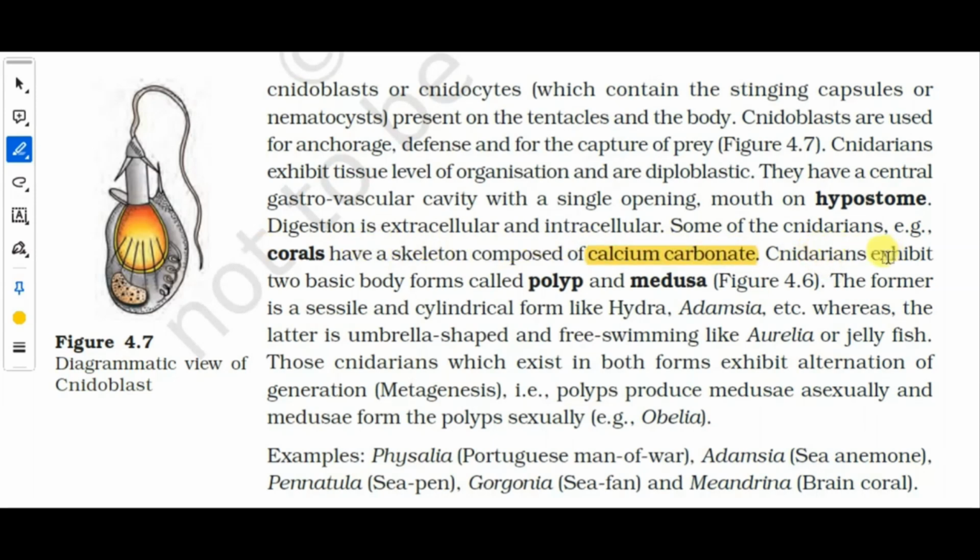Cnidarians exhibit two basic body forms called polyp and medusa. The former is a sessile and cylindrical form like Hydra and Adamsia, whereas the latter is umbrella shaped and free swimming like Aurelia or jellyfish. Those cnidarians which exist in both forms exhibit alternation of generation, metagenesis. Polyp produces medusa asexually and medusa forms the polyp sexually.